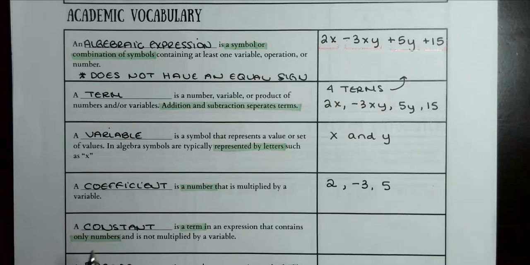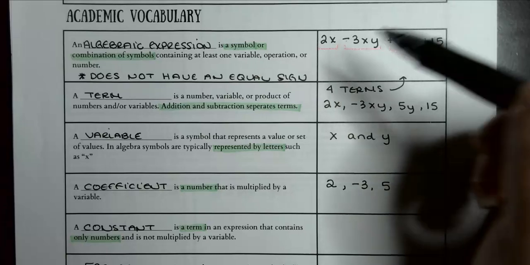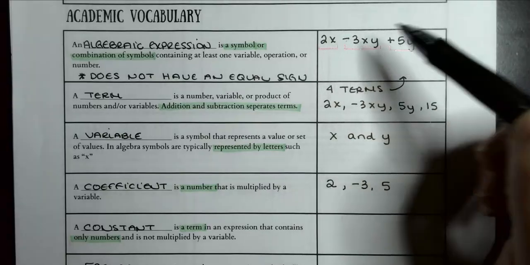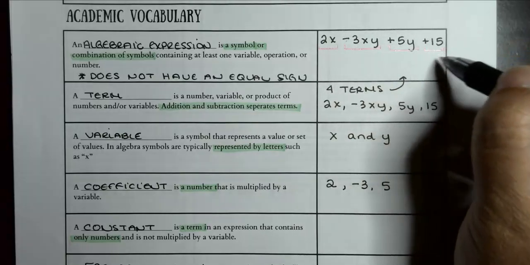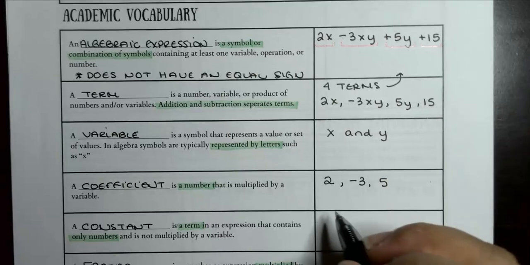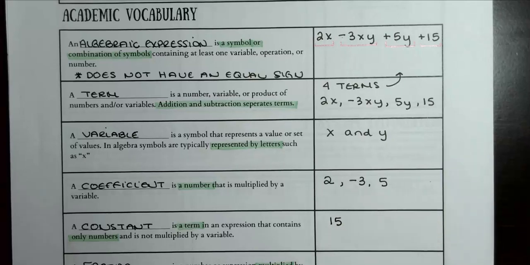All right, so the next word is constant. It's a term in an expression that contains only numbers and is not multiplied by a variable. So when we're looking at our expression and we're looking for coefficients, we had to make sure we're looking at numbers that had a letter attached to it, like the 2, the 3, the 5. And then we said 15 is not a coefficient because it doesn't have a letter. So 15 is actually the number that we use to represent a constant.